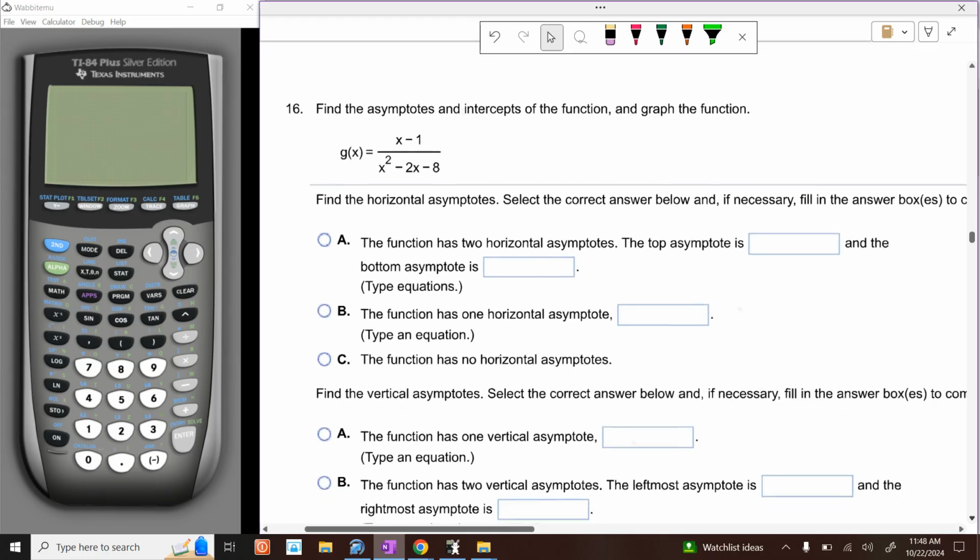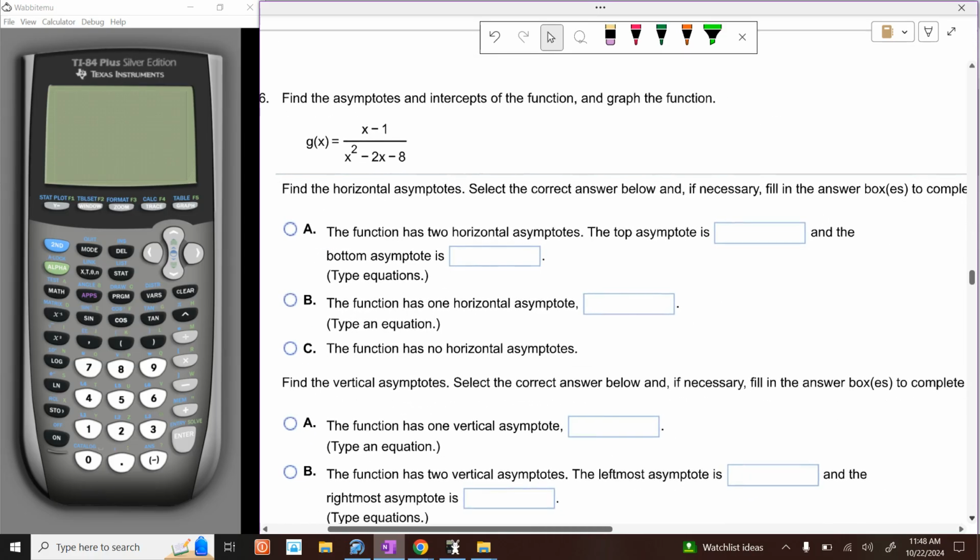Okay. Do we have a horizontal asymptote here? Yep, we do. If the bottom power is higher than the highest top power, then our horizontal asymptote is at 0. So it's y equals 0. It's the x-axis. Okay, y equals 0. Do you have any vertical asymptotes here? Yep. So you factor it.